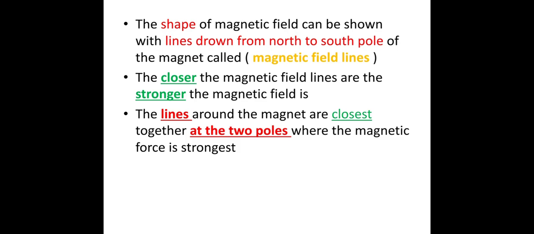From here we can say that the magnetic field and the magnetic force are strongest at the two ends or the two poles of a magnet, where the magnetic field lines are closest together at the two poles or two ends of a magnet.